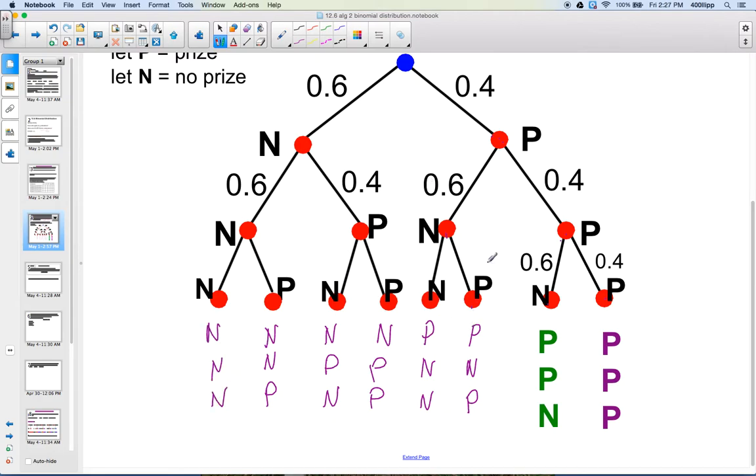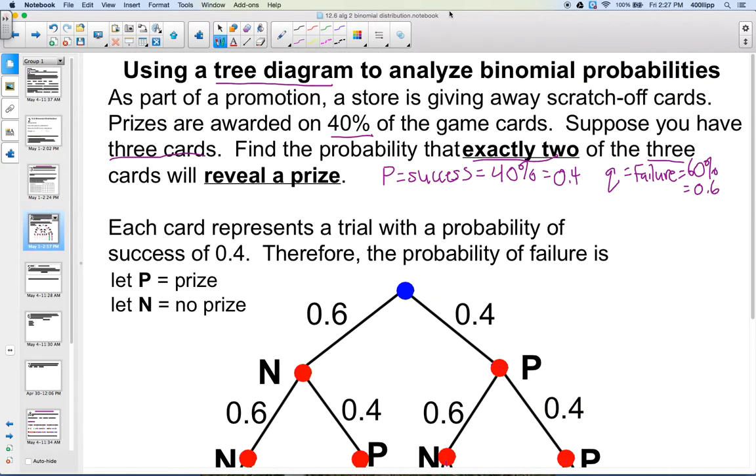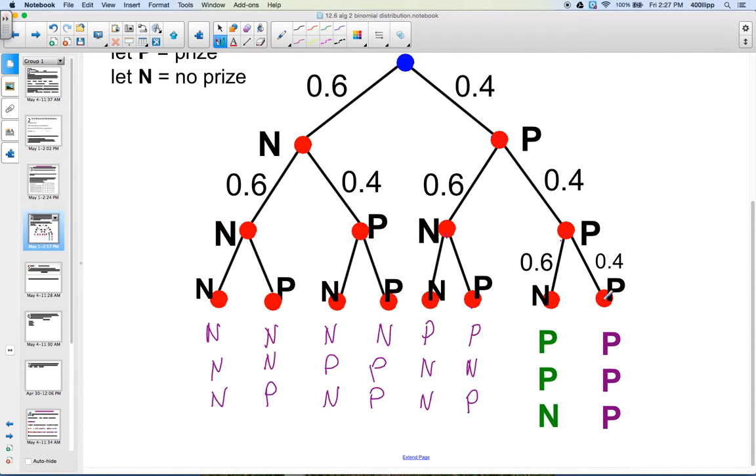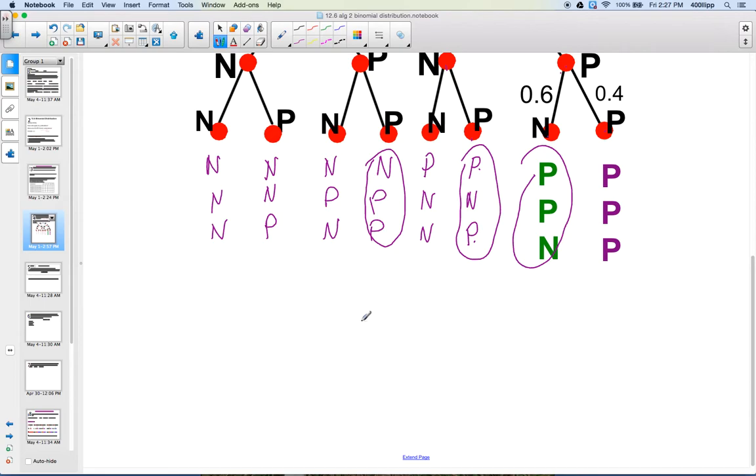So if we want to know the probability of getting exactly 2 of the 3 cards revealing a prize, so 2 prizes, let's look here. So here's one of them. This one is giving us 2 prizes because there's 2 P's. And this one is giving us 2 prizes also because there's 2 P's. Okay, so we had 3 times that we got exactly 2 prizes.